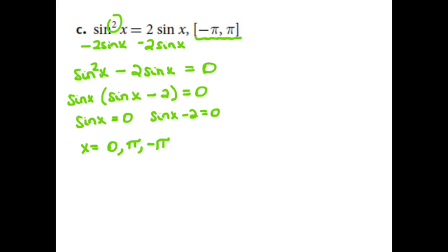For sine x minus 2, if I add 2 to the other side, sine x is equal to 2. And again, we've got an equation here where the resulting value is outside of the range for sine x. Remember, sine only goes from negative 1 to 1. This cannot equal 2. And so for this factor, we have no solutions. And so our only answers are the 0, pi, and negative pi.